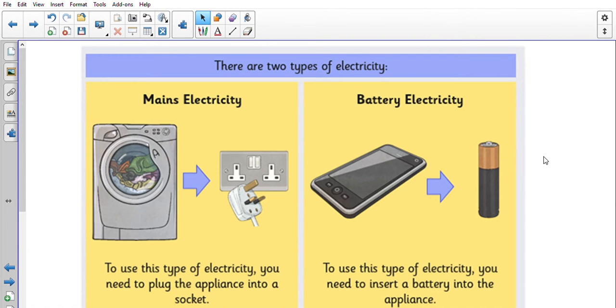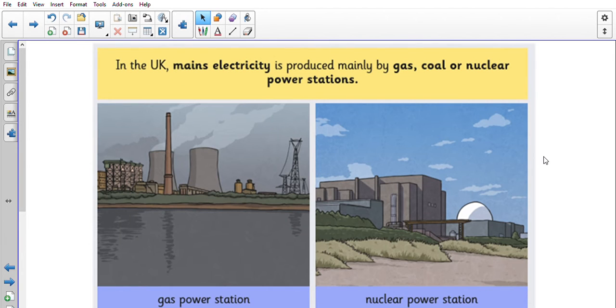So there are two types of electricity. There are mains electricity and battery electricity. Mains electricity is when you need to plug the appliance in, into a socket. Battery electricity is when you need to insert a battery. Sometimes, if you think of a phone, your phone has a battery. Sometimes you need to plug it into the mains to charge it up, but it can run from the power of the battery. In the UK, mains electricity is produced mainly by gas, coal or nuclear power stations.